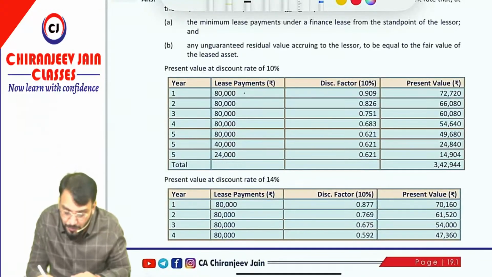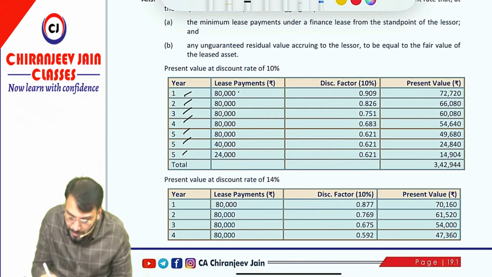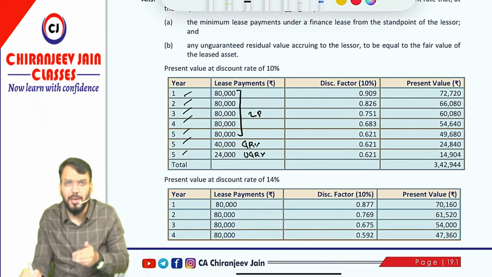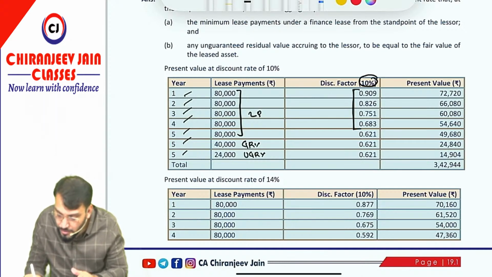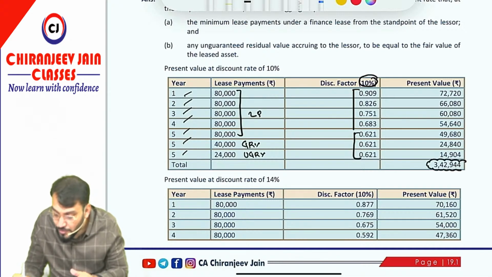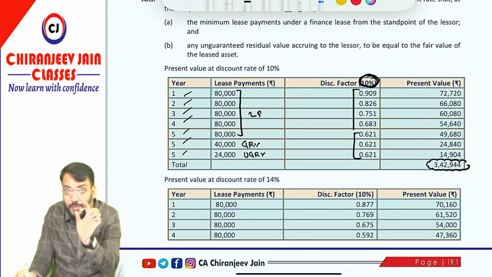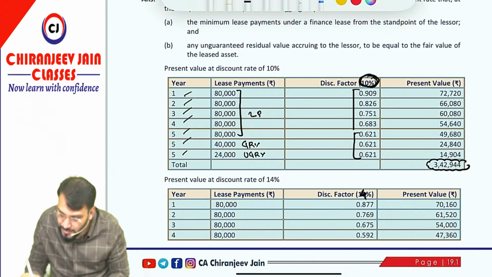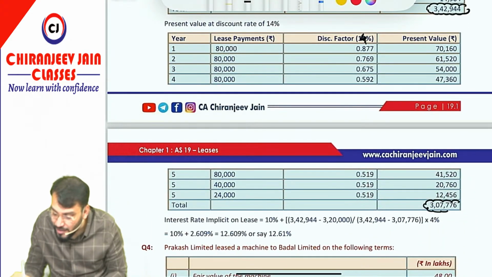You can see year 1, year 2, year 3, year 4, year 5. These 5 are lease payments. This is GRV. This is UGRV. So GRV and UGRV will be payable at the end of the 5th year. Now at the rate of 10%, given in the question, multiply. This is the present value of gross investment at 10%. Then this is 14%. Then you can find the present value of the same amount at 14%. This is the present value at 14%.